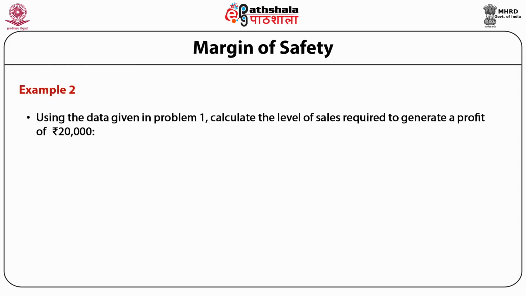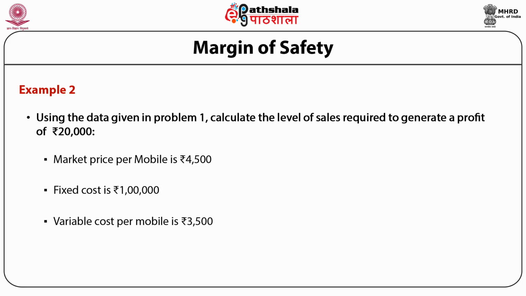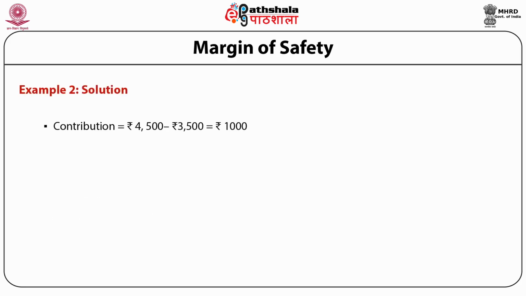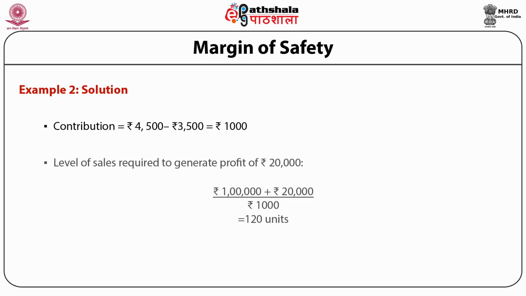Suppose in our case, the company wants to earn 20,000 profit, so what number of mobiles should the company sell? In this case, we have the market price of the mobile, that is rupees 4,500, fixed cost is rupees 1 lakh and variable cost is rupees 3,500, and the contribution is rupees 1,000. The level of sales required to generate rupees 20,000 as profit for the company is equal to 1 lakh plus 20,000 divided by 1,000, that is equal to 120 units.